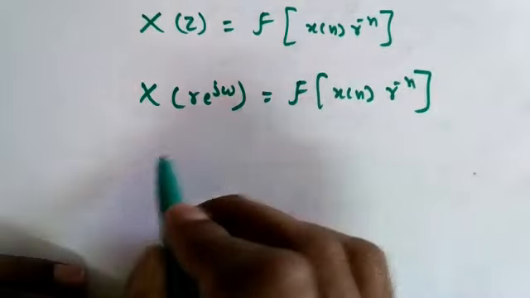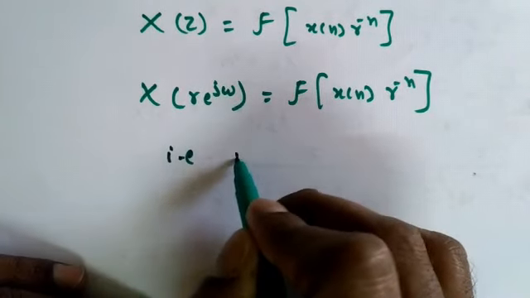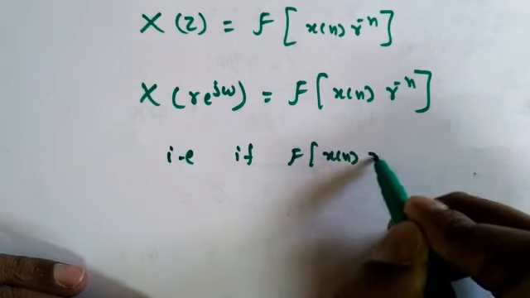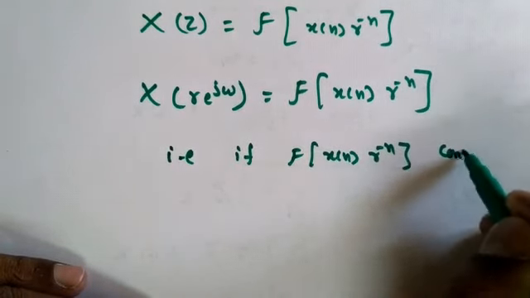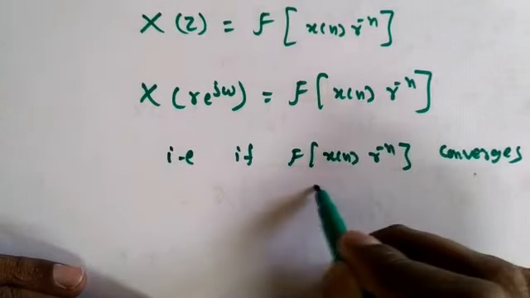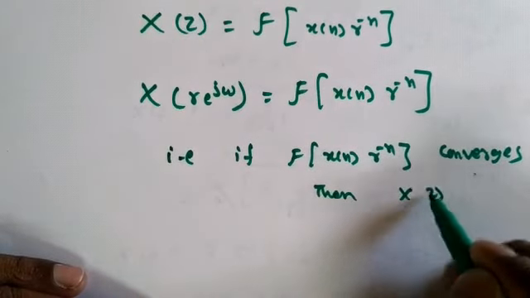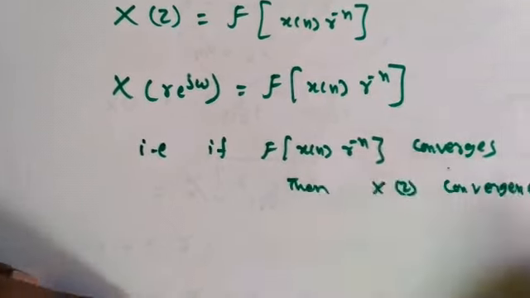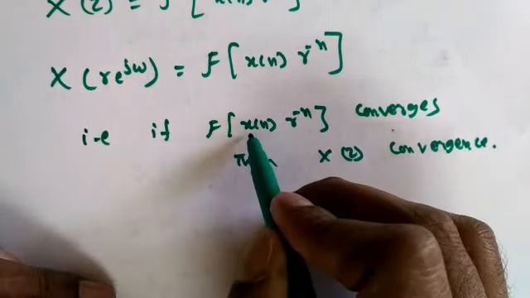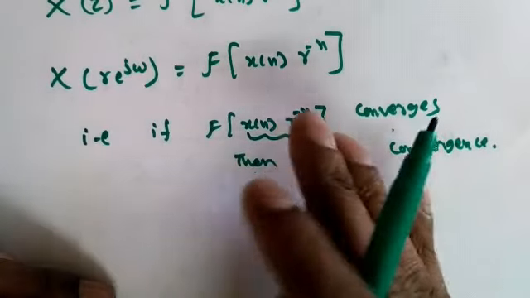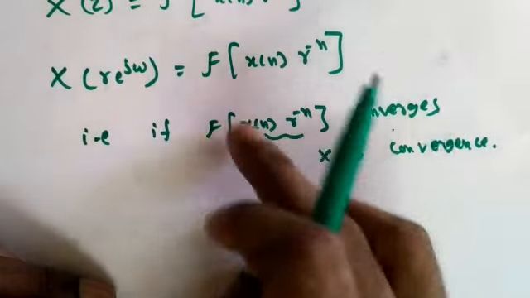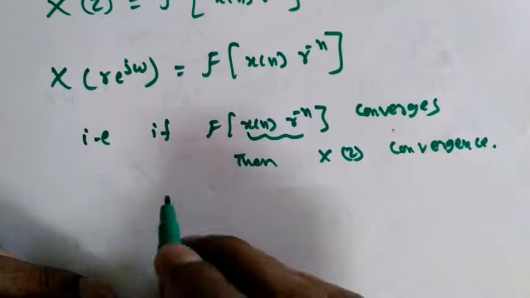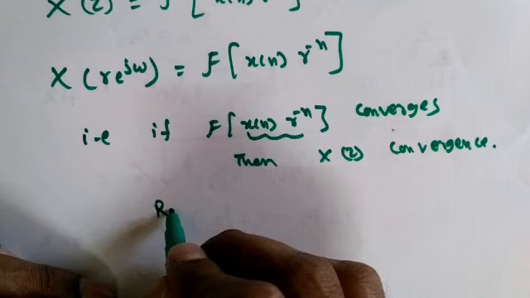This Fourier transform, that is, if the Fourier transform of x of n into r power minus n converges, then only x of Z converges. That is the meaning, right? Now, x of Z, the Fourier transform of x of n into r power minus n, when will it converge? If this is absolutely summable. So that is indicating the region of convergence.